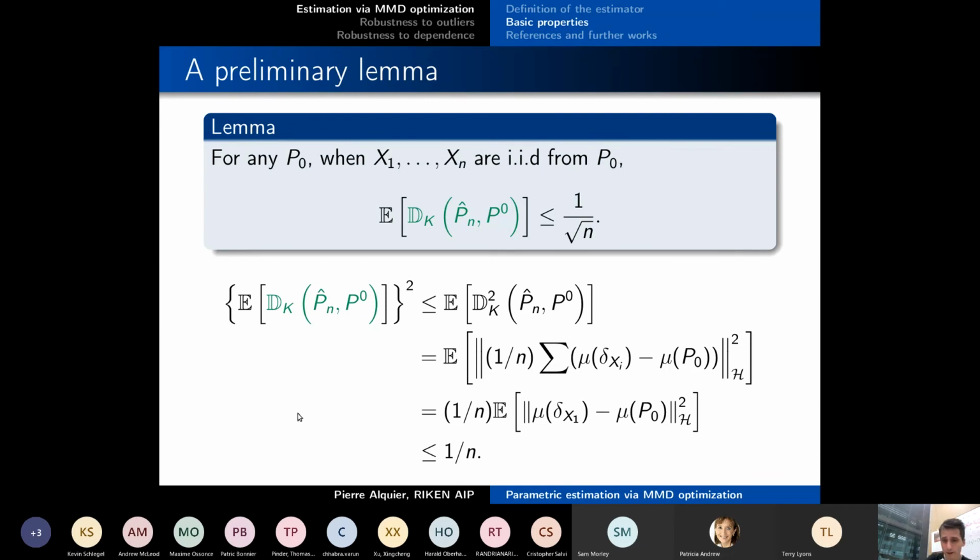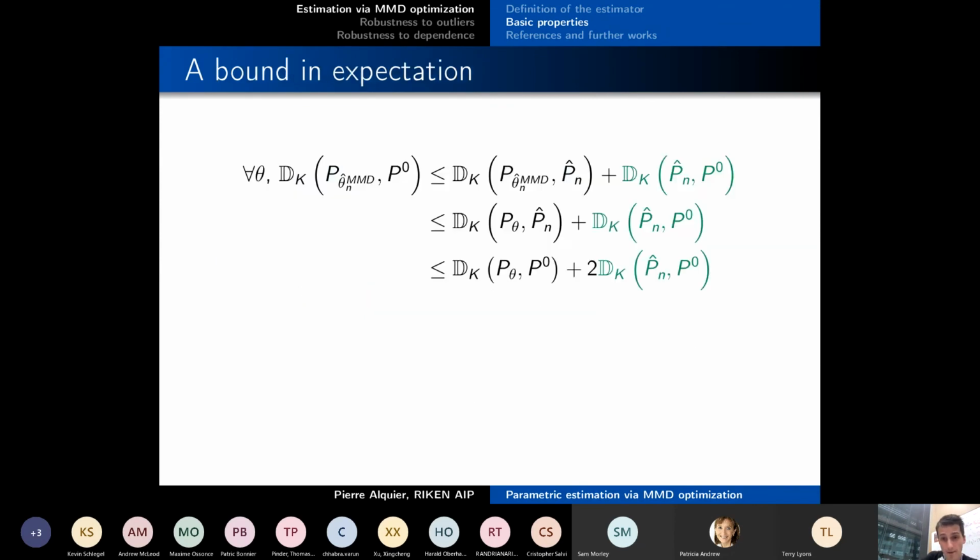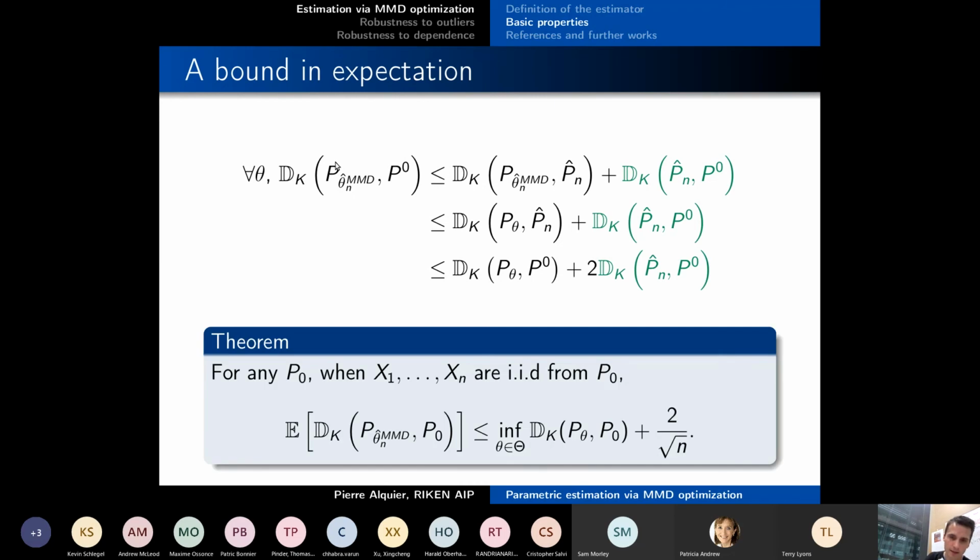It works actually. So just thanks to the Hilbert structure, a three-line proof, and P_n hat converges to P_0. Okay, so this is for the lemma, but actually then to prove the theorem, you just have to use the definition, you start with the triangle inequality.